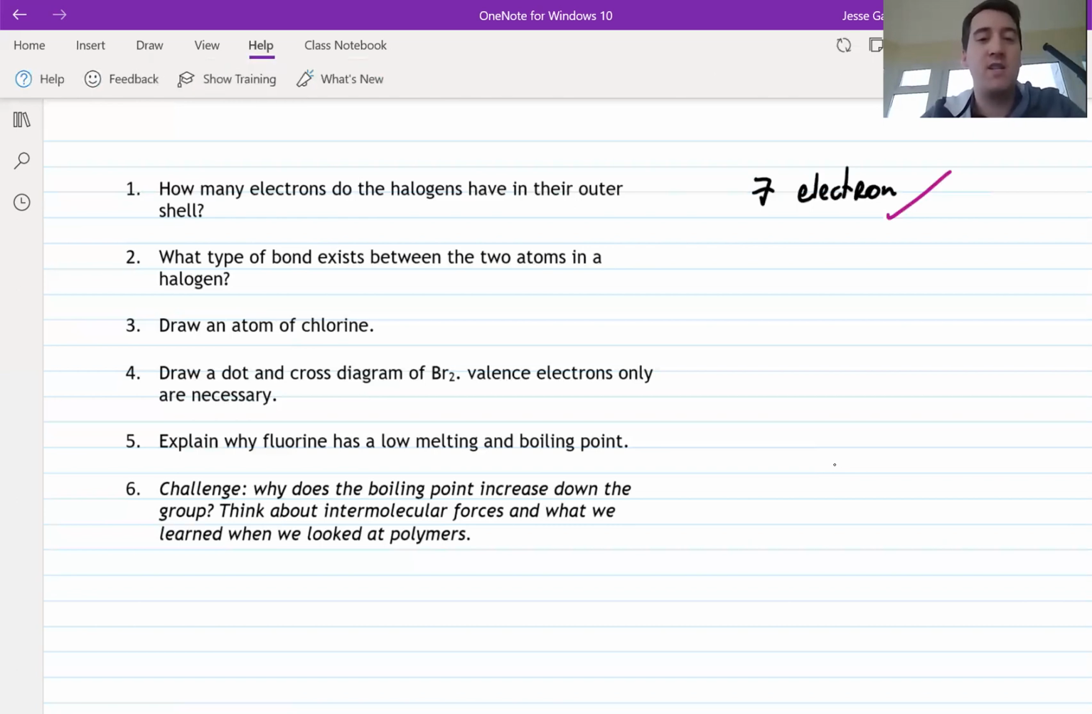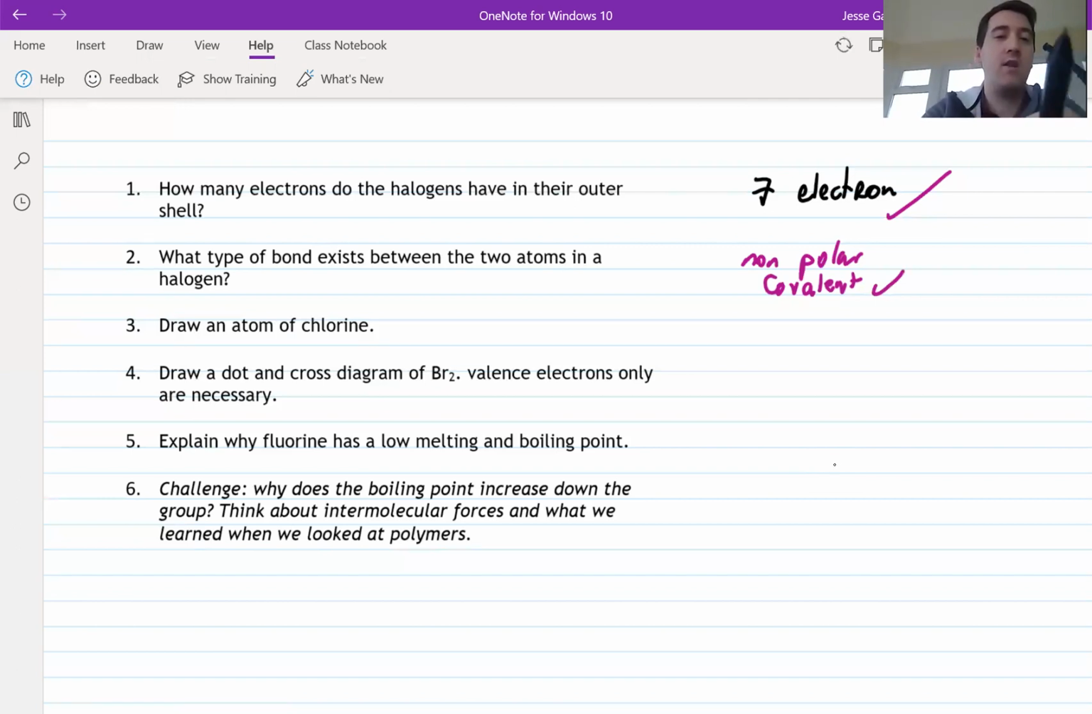What type of bond exists between the 2 atoms in a halogen? So if you take any of the halogens, like we just said, we've got a non-polar covalent. Non-polar covalent is the type of bond. It's covalent bonding and it's non-polar. If you just said covalent, that's technically right too. It is a covalent bond, but to be more specific, it's non-polar covalent.